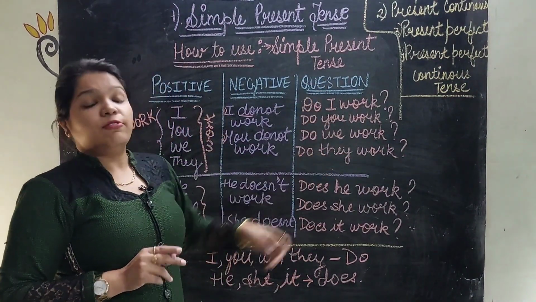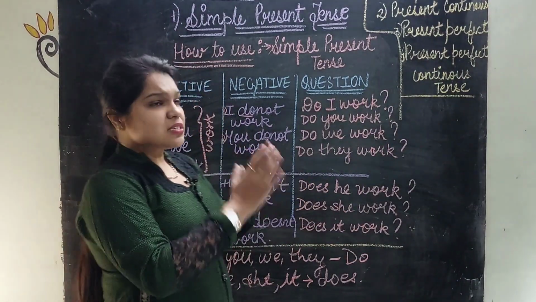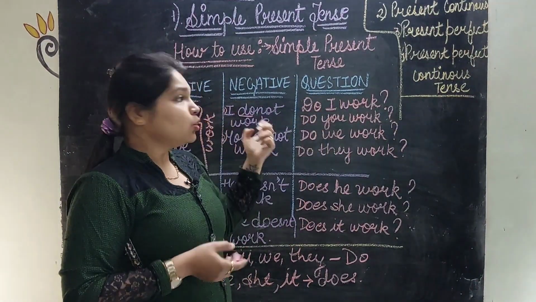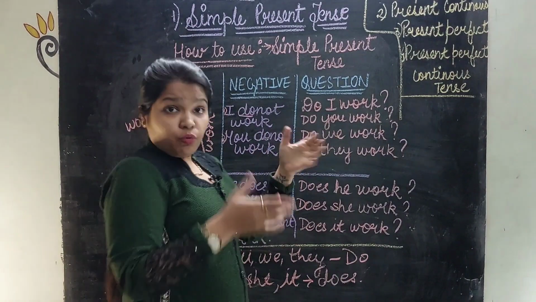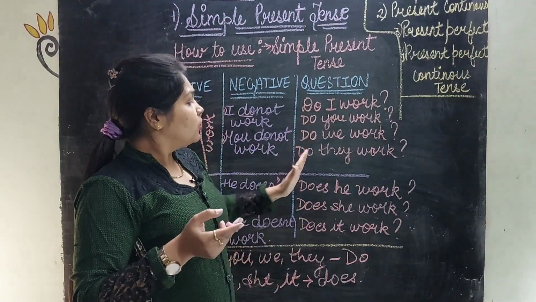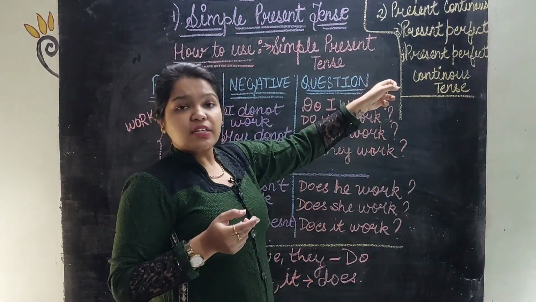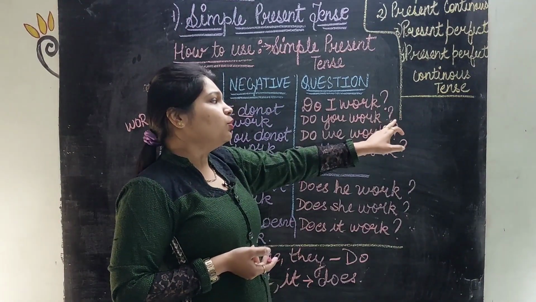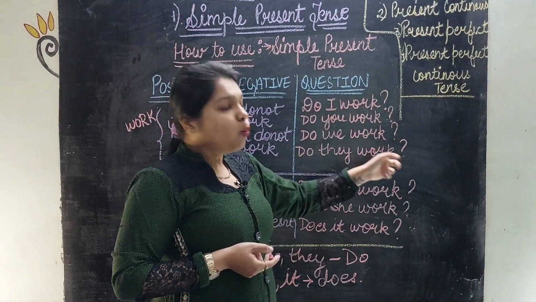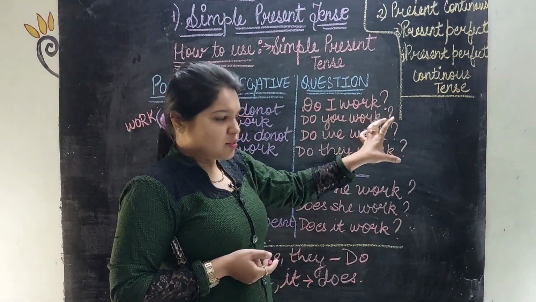Now, if you have to ask someone a question, what will you say? You will just interchange the words. Do I work? Do you work? Do we work? Do they work? Okay, we have used do here first, and as I always tell you, when it's a question sentence, you will add a question mark when the sentence gets over. Do they work? Now more will be added, but the frame will be this only.